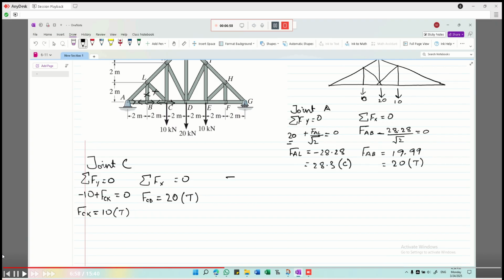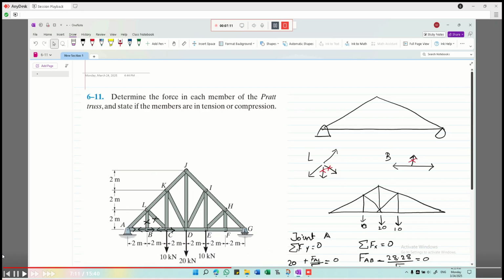Next, we can find out forces about joint K. If we look at the diagram, we will have two unknowns here. First one will be KJ. We know KL as it will be the same as AL, right? And the second unknown will be KD. So we will use two equations, that will be the x equation and the y equation of joint K.